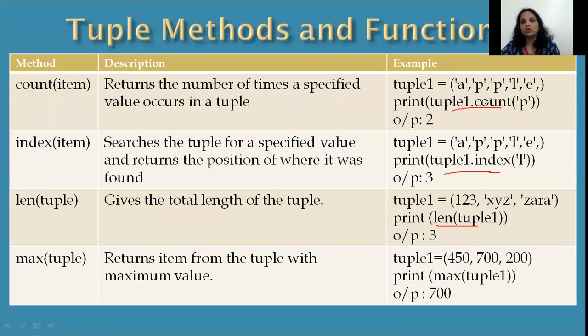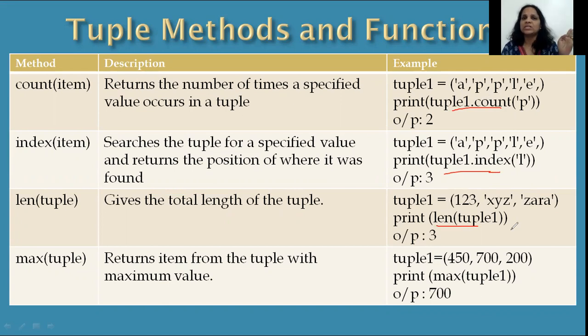For index and count, you wrote the name of the tuple, dot, and the name of the method. For len, you just wrote len and in brackets the tuple. Okay, that's why len is called a built-in function. It's a function, whereas index and count are called methods of a class called tuple.